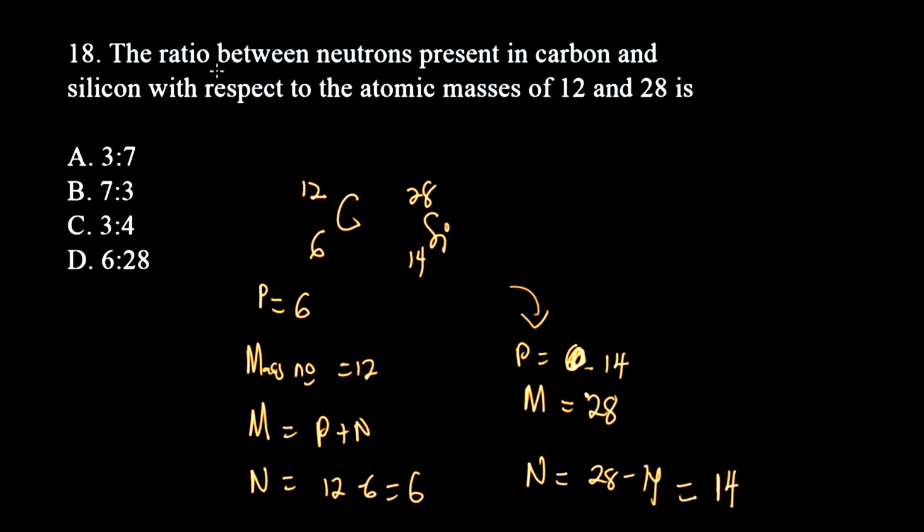So the question says, what is the ratio between the neutrons present in carbon and silicon? So the neutrons in carbon is 6 and the neutrons in silicon is 14. So when we divide this, we have 3 over 7.